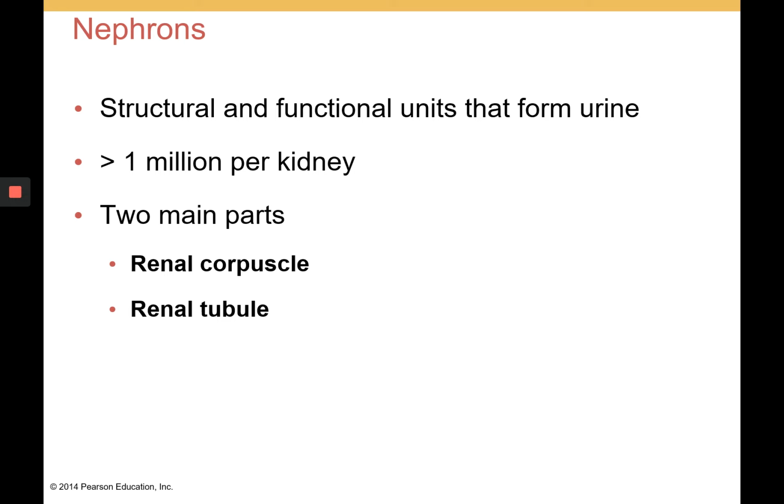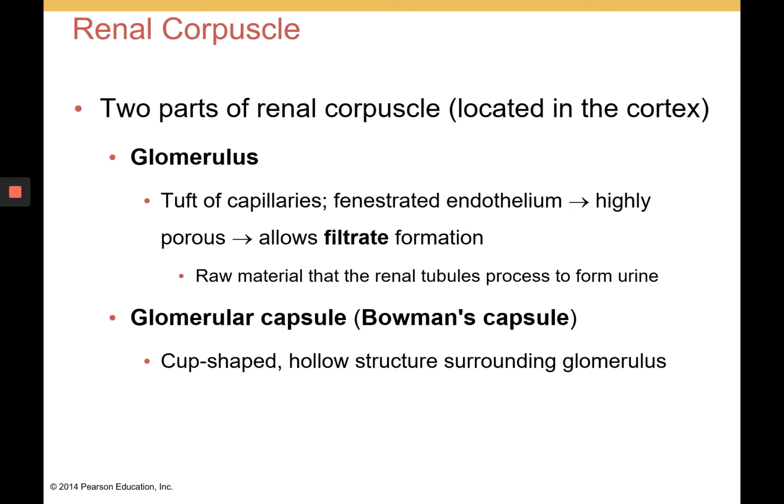Let's look at our structural and functional units of the kidney. There's about 1 million per kidney, and there are 2 main parts. The 2 main parts of the nephron are the renal corpuscle and the renal tubule, and we're going to look at those a lot closer. The renal corpuscle is made up of the glomerulus and the glomerular capsule, also known as Bowman's capsule.